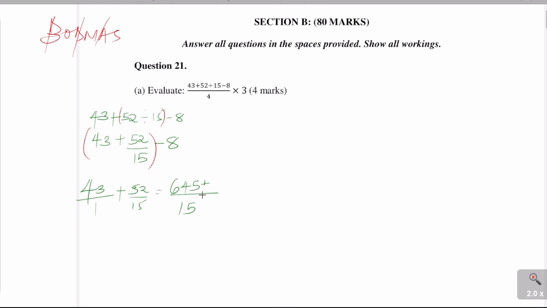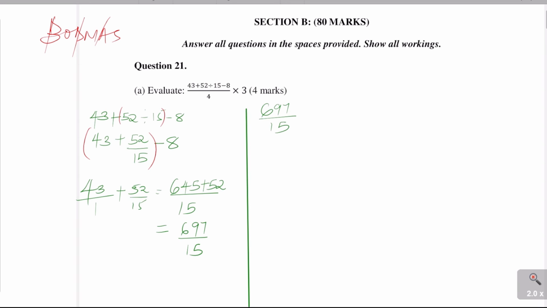Then plus the other one, 15 divided by 15, 1. That is 1 times 52. This is going to give 52. So when you add these, 645 plus 52, you will get 697 divided by 15. So that is what you get for that part. So what we have already worked is the numerator there. So the next thing that you should do is now putting it there. So for the numerator, we have 697 divided by 15, like that.